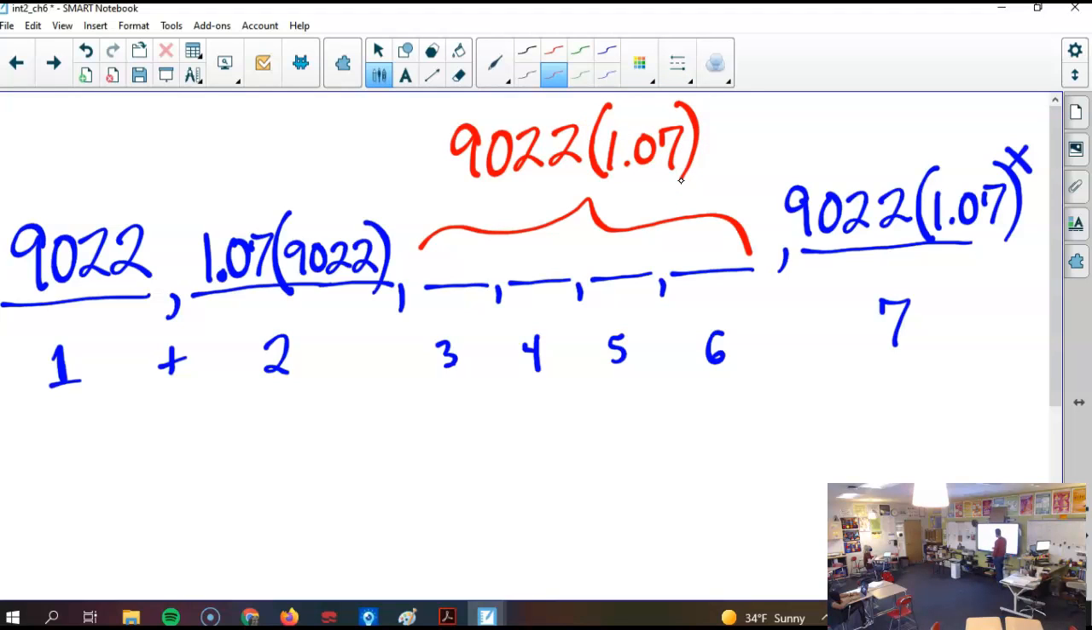Why is it x minus 1? Because the first time we started with just 9,022. Oh, so over here, 9,022 times 1.07 to the 0th, because there's no inflation applied to the first year.